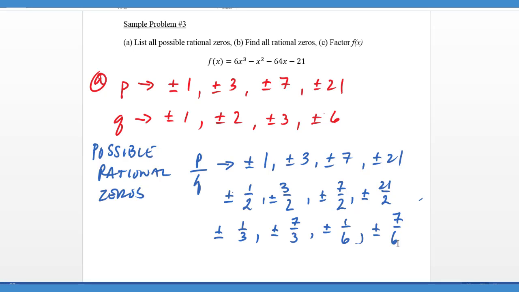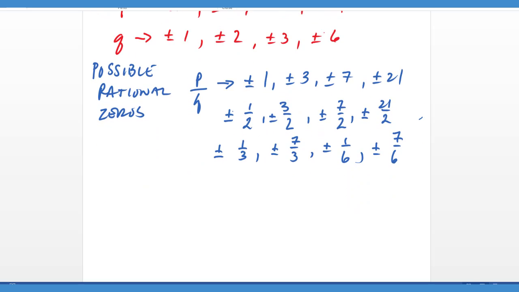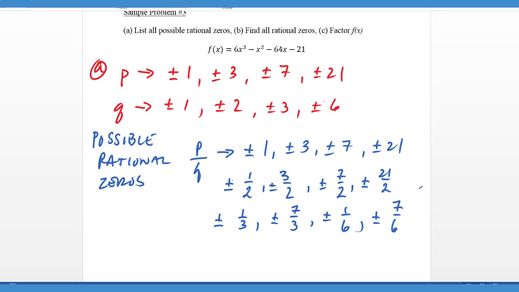Even though this is a pretty big list of possible rational zeros, it's a heck of a lot smaller than picking random numbers out of an infinite number of possibilities. So this is where you have to play with this a little bit. I would start with some of your easier numbers, your 1, your 3, your 7, before you get into your 1/2 and your 3/2 and things like this.